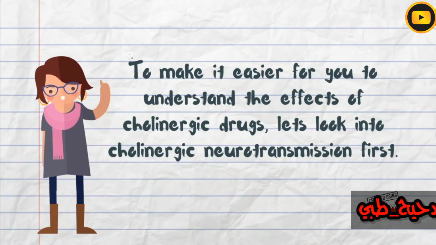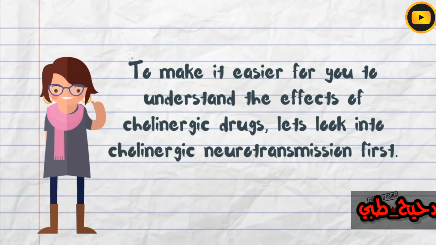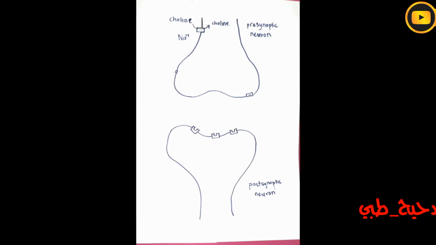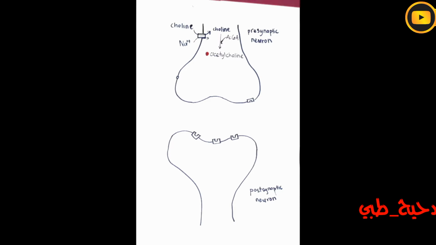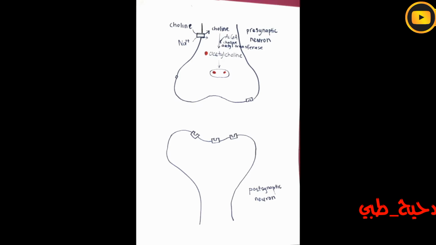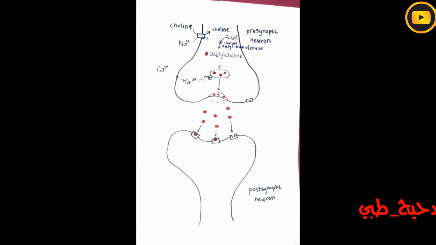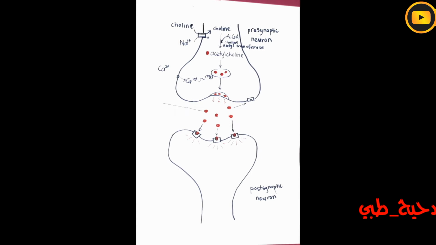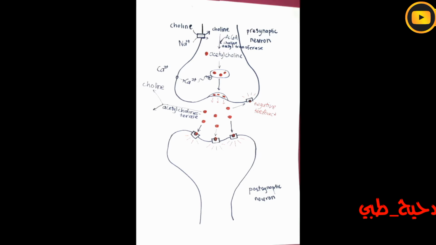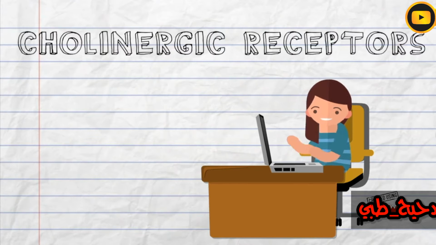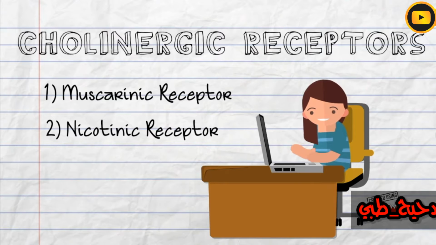To make it easier for you to understand the effects of cholinergic drugs, let's look into the cholinergic neurotransmission first. Receptors are divided into two, which are muscarinic receptor and nicotinic receptor. For muscarinic receptor, they are named after their agonist muscarine.